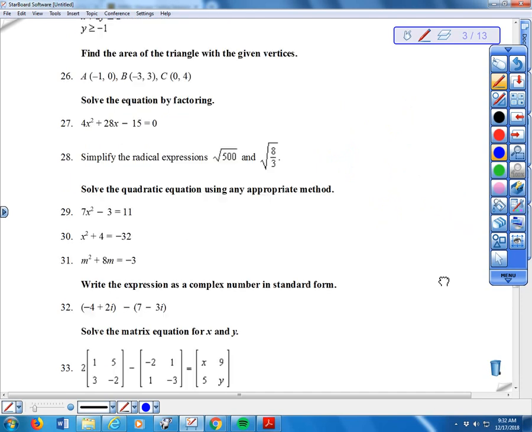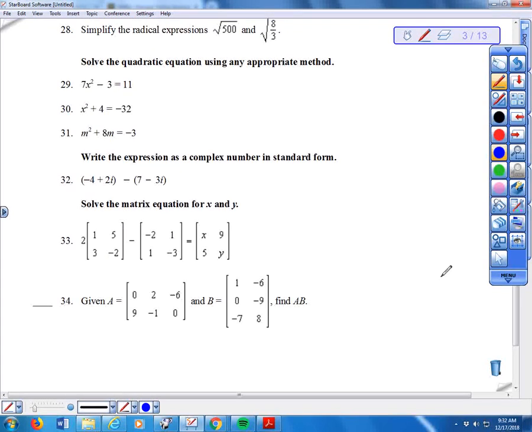All right, solve the quadratic equation using any appropriate method. Tell you right now, what you know so far, you can't do that one. So 31's thrown out too.